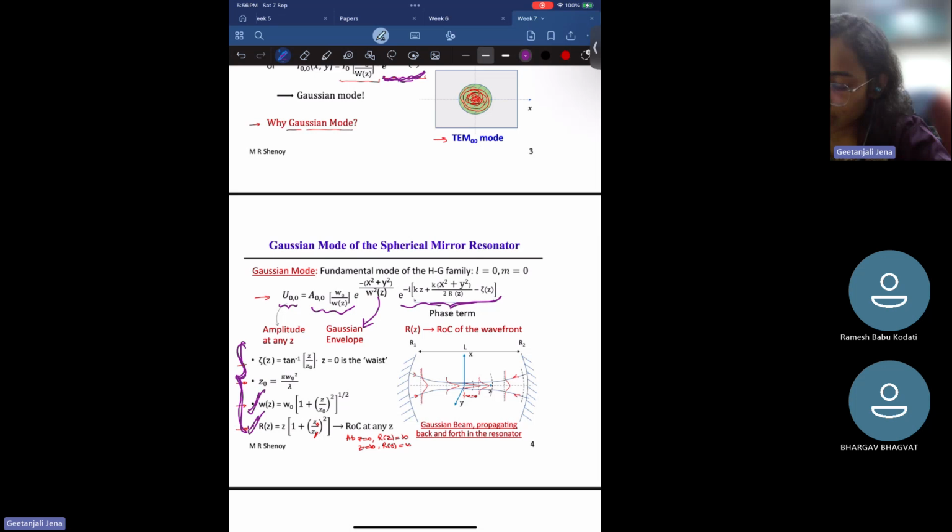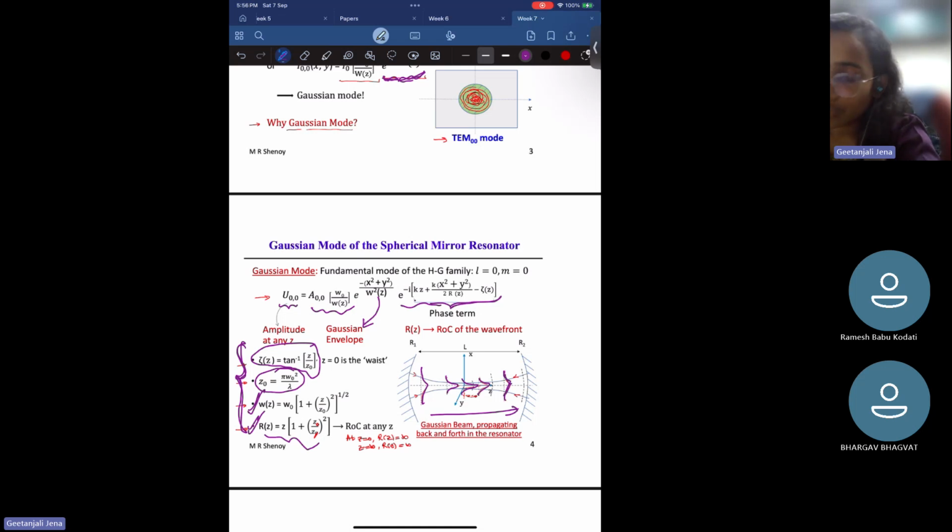So we have R(z), which is the ROC of this phase front, equal to z times 1 plus (z0 by z) squared. And this z0 defines the Rayleigh range, and this is the zeta term here. Okay. And if you see the ray paths, we have a Gaussian field distribution here. And as the ray propagates inside this mirror resonator, both the radius of curvature as well as the spot size change as the Gaussian field propagates inside this mirror resonator.